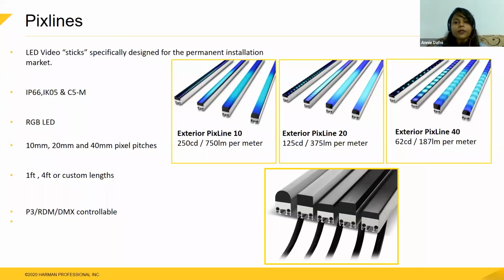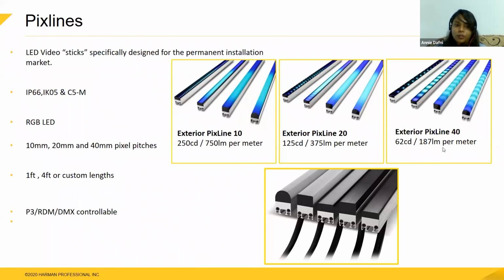And they come in 3 variants depending on the pixel pitch. Pixel pitch is nothing but the distance between the LEDs. So the closer the distance between the LEDs, the minimum viewing distance to see a non-pixelated continuous video will also reduce. In the Exterior Pixline 10, we have 10 mm distance between the LEDs, so your minimum viewing distance by thumb rule would be 10 meters. Then we have the Exterior Pixline 20 with 20 mm between the LEDs, and the Exterior Pixline 40 comes with a 40 mm pixel pitch.